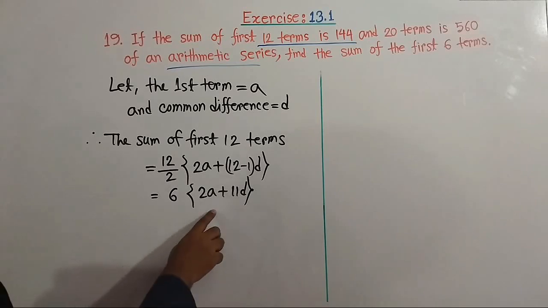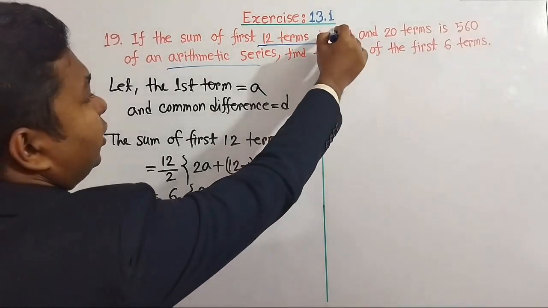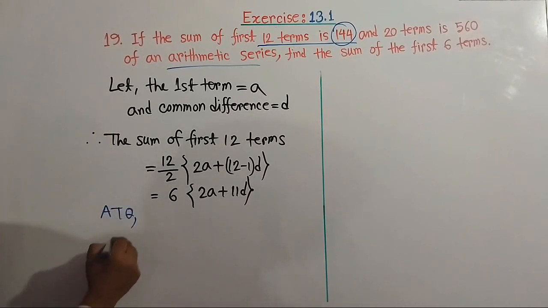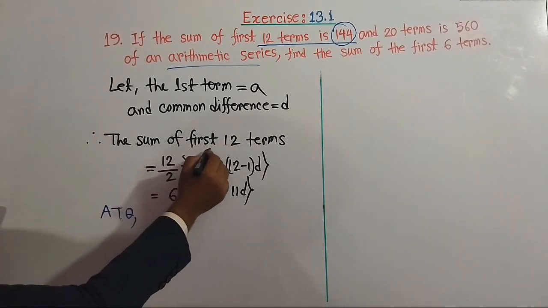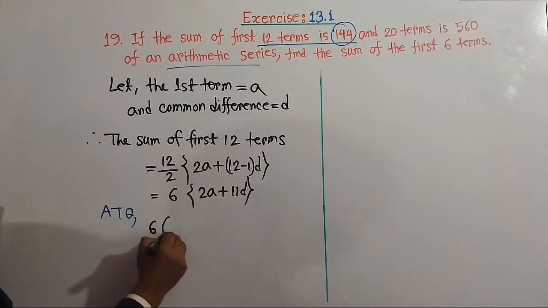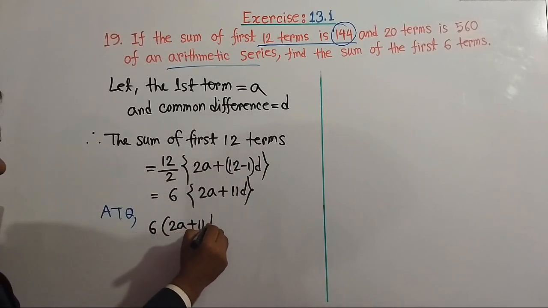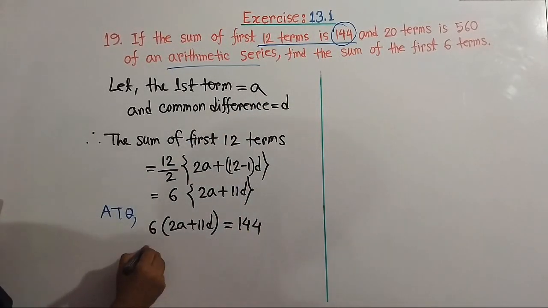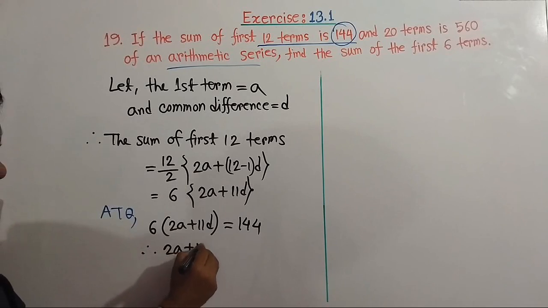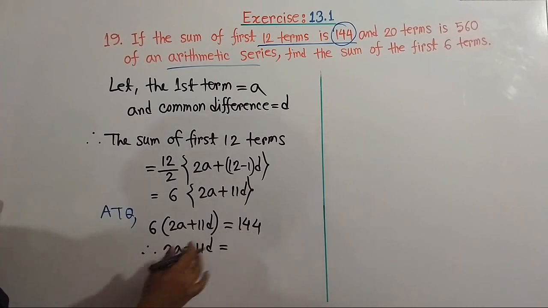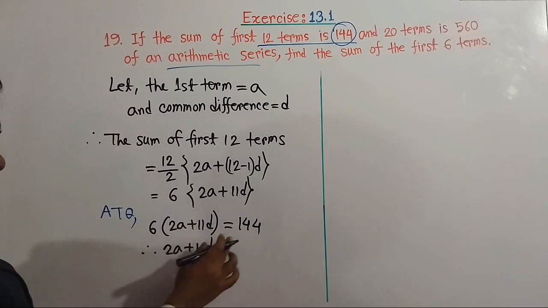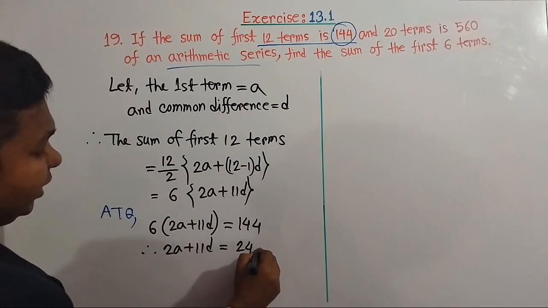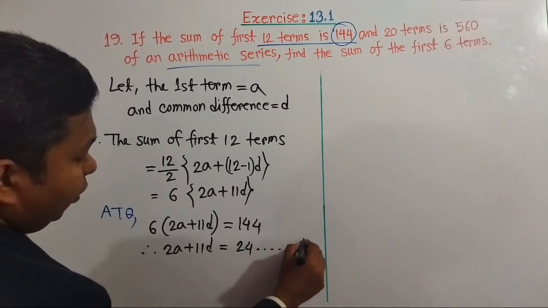Now the given value of this is 144. So according to the question, we can write the sum of the first 12 terms is 6 into 2a plus 11d equal to the given value, 144. So 2a plus 11d equals, dividing both sides by 6, we will get 24. We denote this as equation number 1.